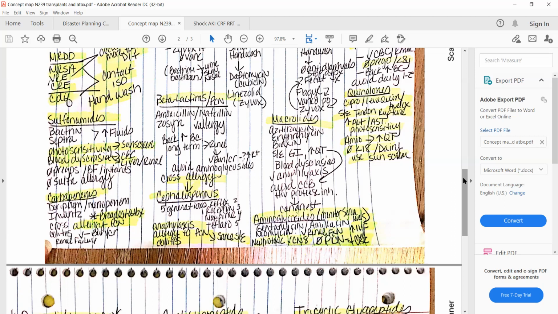Same thing, colitis. They can have a cross allergy with penicillin. It's the broadest spectrum antimicrobial. We should be thinking about BUN, creatinine, and renal failure with your doripenems. They're pretty tough. They're strong.